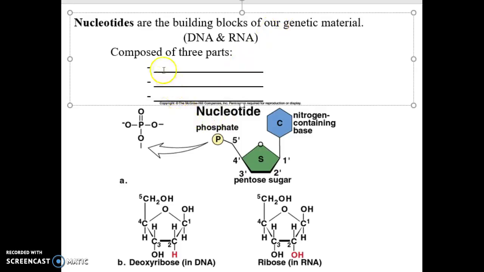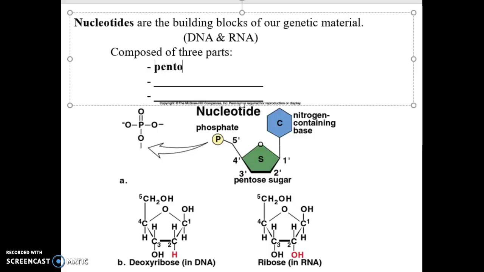So nucleotides are never listed anywhere in food labeling, nutrition, anything. But these are essential. Without nucleotides, you can't make DNA. You can't make a new cell. This is what makes the basic genetic instructions for all life. So nucleotides are composed of three parts.